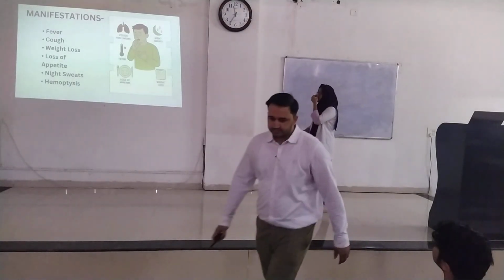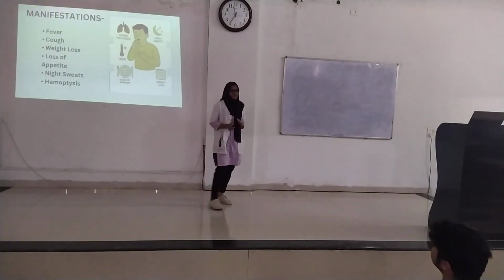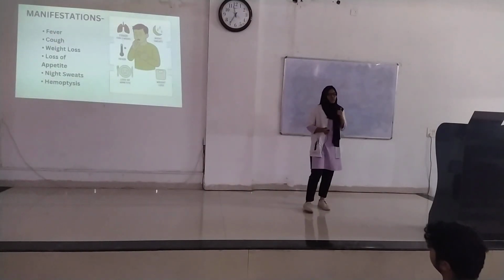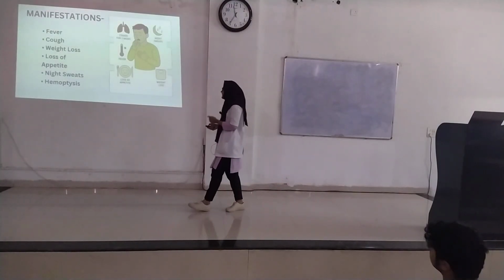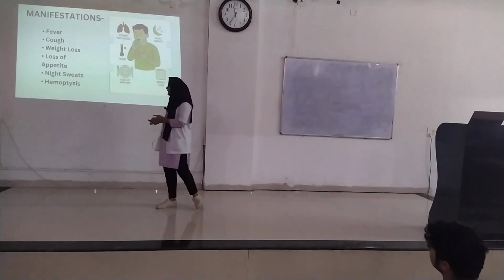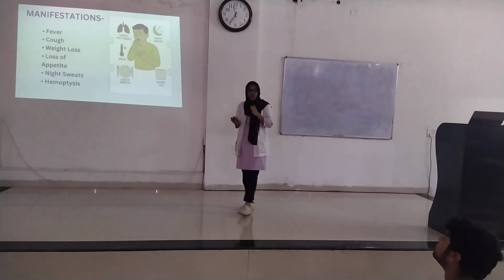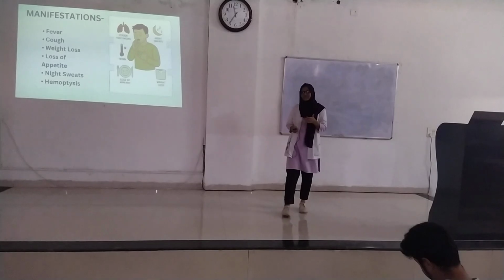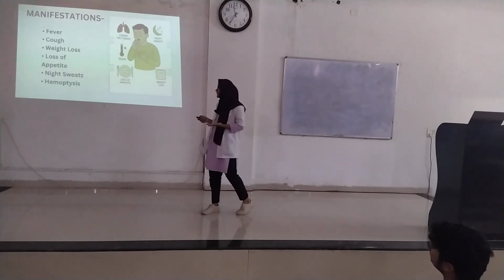Now let us start our discussion with the manifestations of tuberculosis. The first and most important feature is the cough which is persistent for more than 2 weeks. Fever, generally low grade fever, with an evening rise of temperature, is seen. Third, loss of weight, as loss of appetite further leads to weight loss. And the last is night sweat. Along with this, blood in the sputum, that is hemoptysis, can be seen. Other features such as easy fatigability and weakness are also seen.